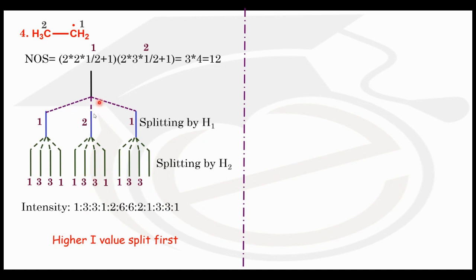Here the second is 2, so we have to multiply this value by 2, then 2:6:6:2. Here again it is 1, so we can write it as such. So overall intensity will be 1:3:3:1, 2:6:6:2, 1:3:3:1.